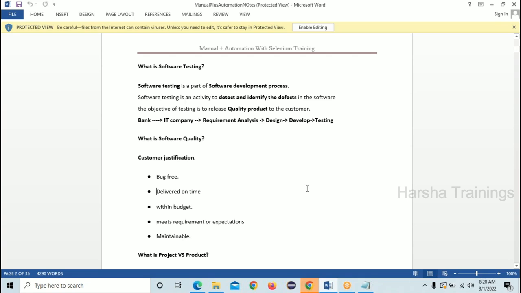We are seeing so many examples in our daily life also. What is meant by project and what is meant by product? Can someone tell?